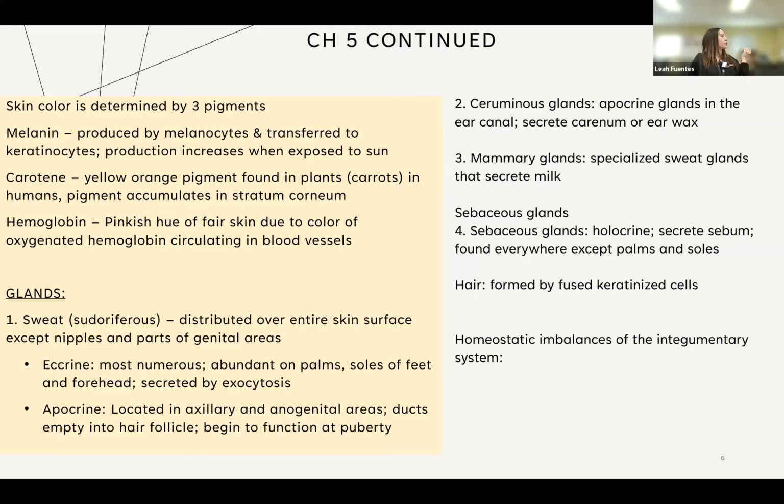Okay, and then moving into hair, these are formed by fused keratinized cells. I'm not going to talk too much about the hair, just because my class, we didn't really get there, so I don't know how much of that is going to be tested. One thing you should know is that hair color is determined by the melanocytes. Those who have gray or white hair have a decrease in melanin production.